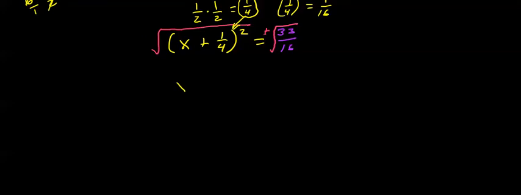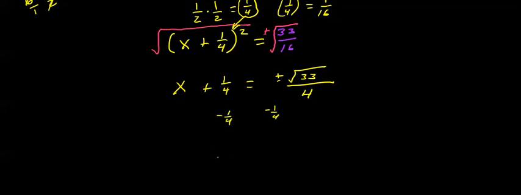And I end up then with x plus 1/4. Oops. x plus 1/4 equals plus or minus the square root of 33 over square root of 16, which is 4. And again, here the entire fraction is clearly inside the radical. Here the radical is clearly just in the numerator. Be extremely careful.